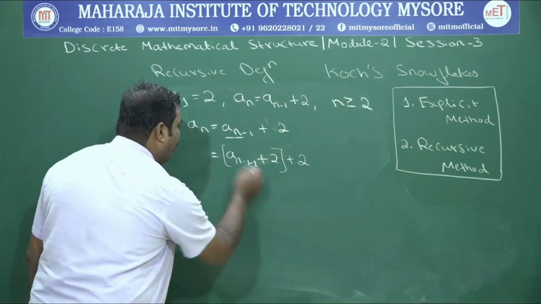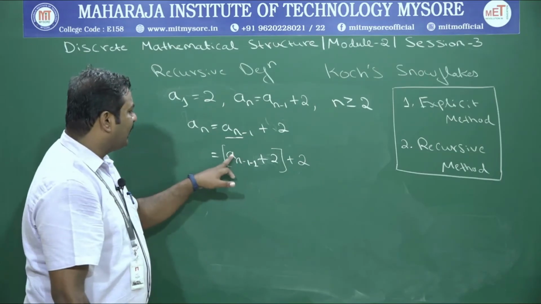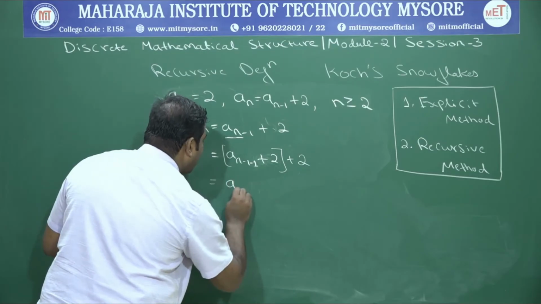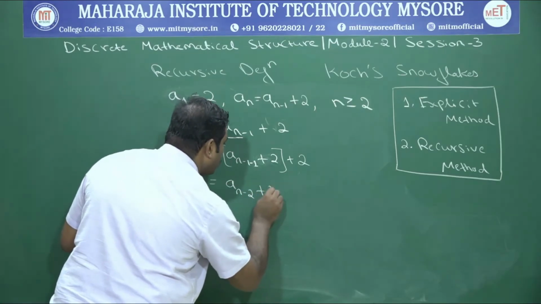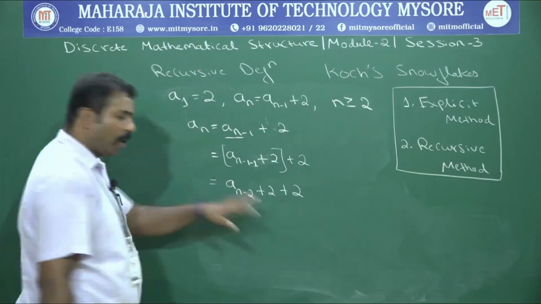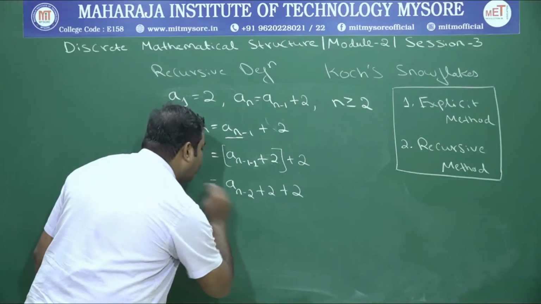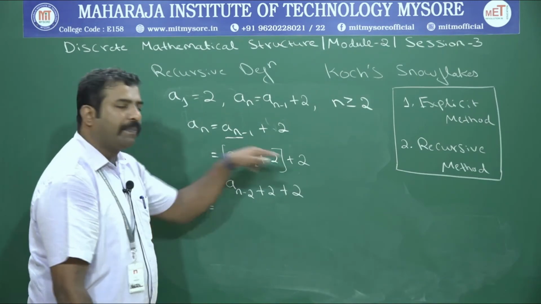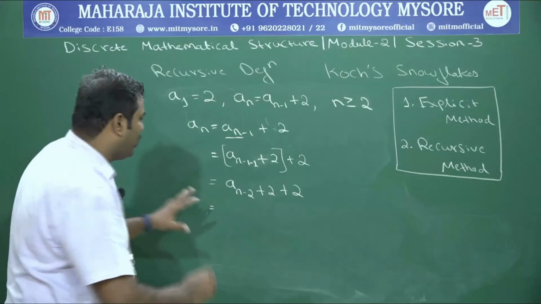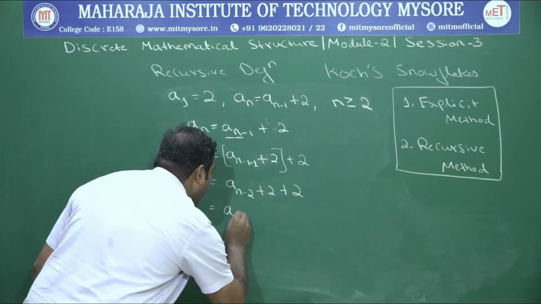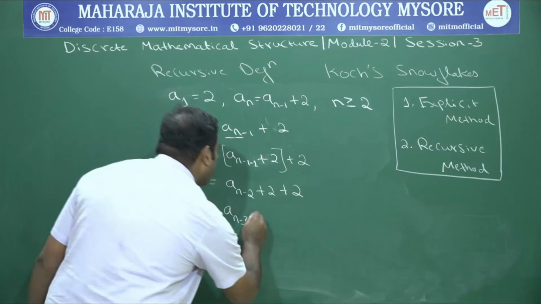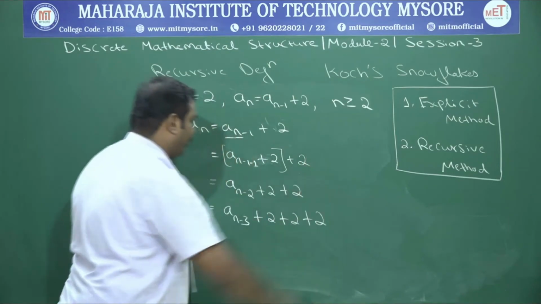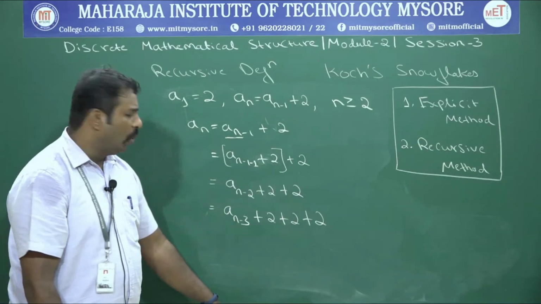So now if I simplify this, I can just say this as an. So if I just simplify, I'm just going to have this as an minus 2 plus 2 plus 2. I hope I'm clear. So now again I should replace this an. If I replace this an again with an minus 1 plus 2, as you can understand, this will stand at an minus 3 plus 2 plus 2 and plus 2 will be carried on.